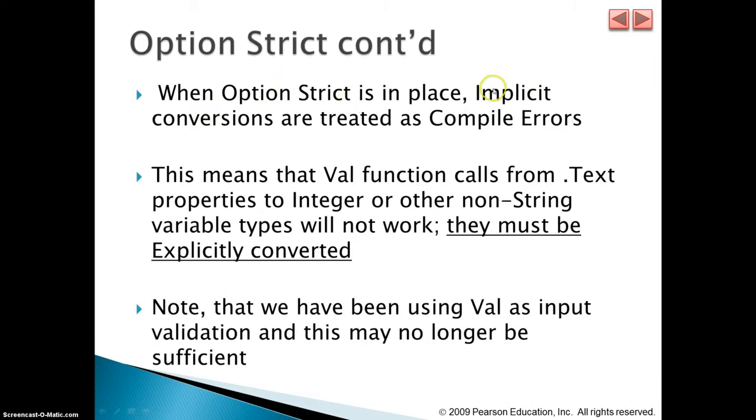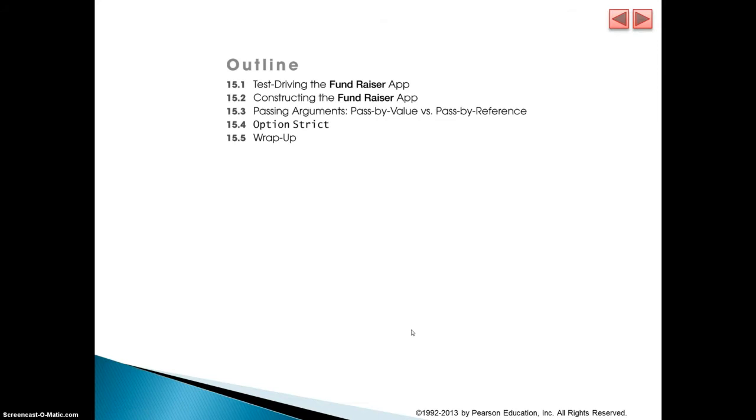When it's in place, as I just stated, implicit conversions are treated as compile errors. So it doesn't even let you get to the point of running or possible logic errors. If you had option strict in place, the val function calls from .text properties to integer or other non-string variable types will not work. They must be explicitly converted. So obviously at that point, val for input validation is no longer sufficient. That's what I wanted to talk about.